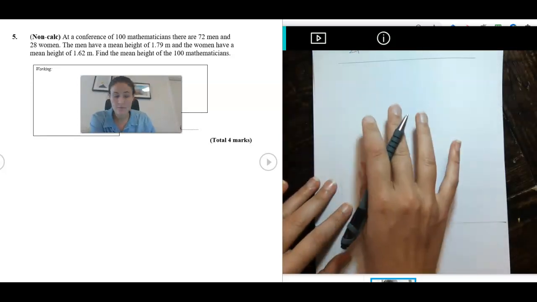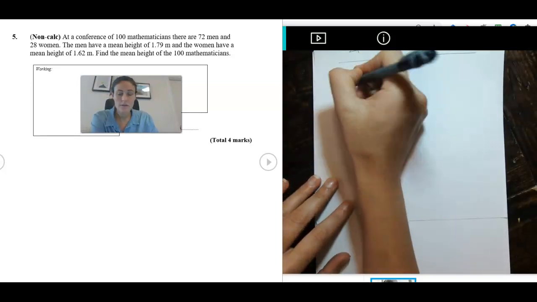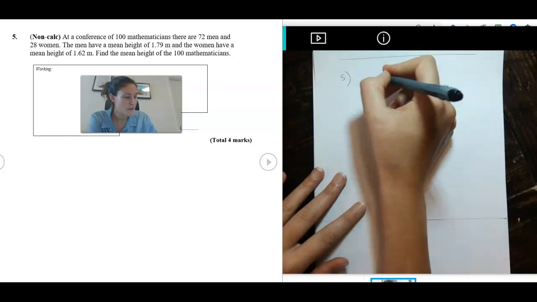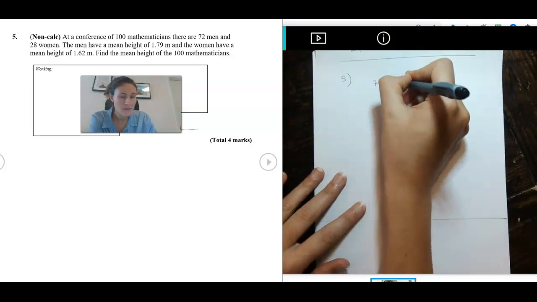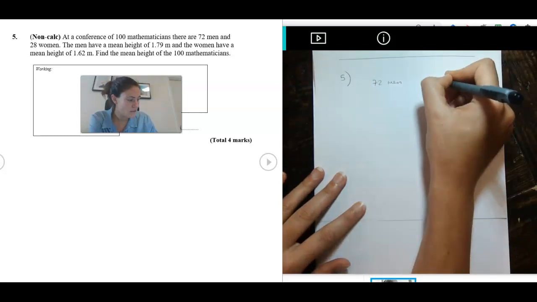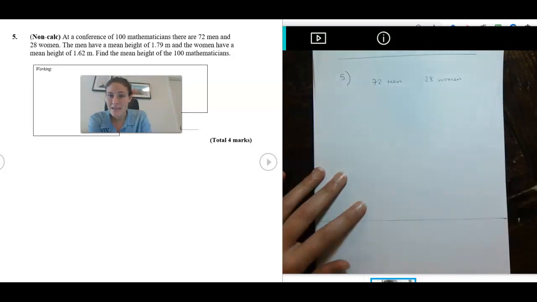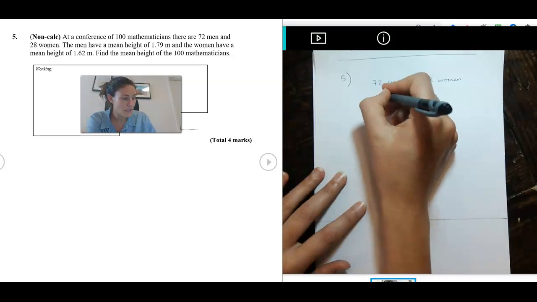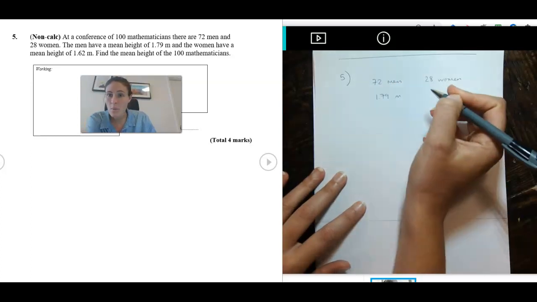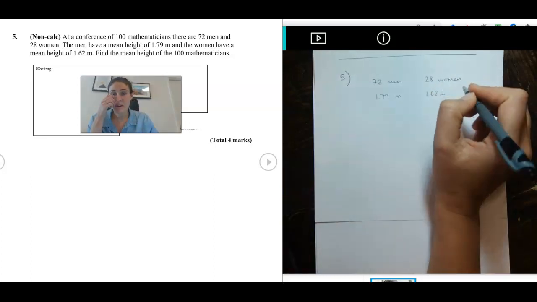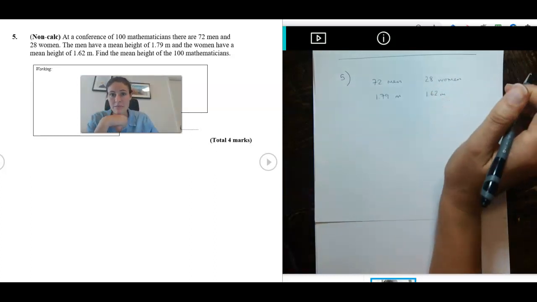Okay, let's take a look at question 5. So this is a non-calculator question. At a conference of 100 mathematicians, there are 72 men and 28 women. Sounds about right. Okay, the men have a mean height of 1.79 meters and the women have a mean height of 1.62 meters. Find the mean height of the 100 mathematicians.